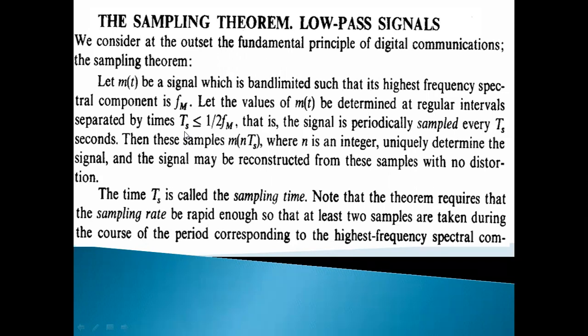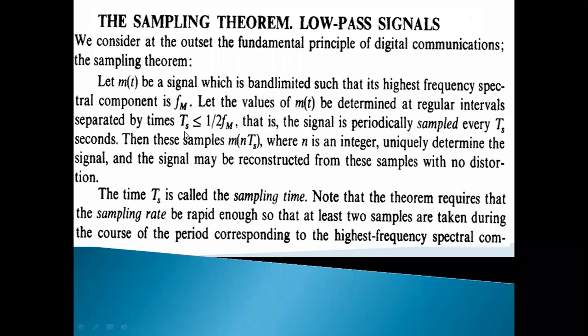M of t is a continuous signal, and the continuous signal is converted to a discrete signal by applying time samples, where the sampling period Ts should be less than or equal to 1 by 2 fM. Ts less than or equal to 1 by 2 fM we call the sampling theorem. Ts is nothing but the sampling time instance. These are periodically sampled values. So now M of t is converted to M of nTs, and the time Ts is called the sampling time.